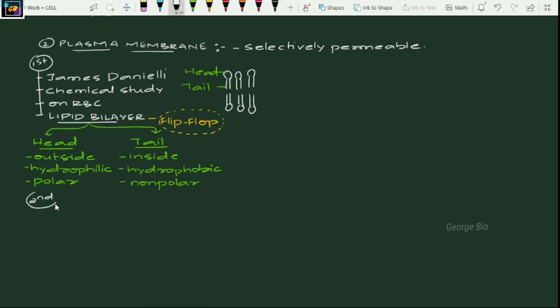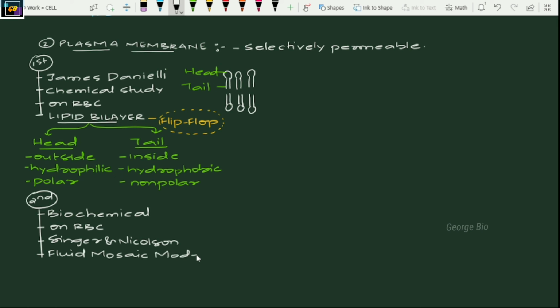Now, the second model is called a biochemical study. This biochemical study was also done on RBC cells, and it was given by Singer and Nicholson. It is considered the most widely accepted model of the plasma membrane, and this model is called the fluid mosaic model. The fluid mosaic model represents more of the composition of the plasma membrane, and it was particularly well studied on RBC cells, as we said.